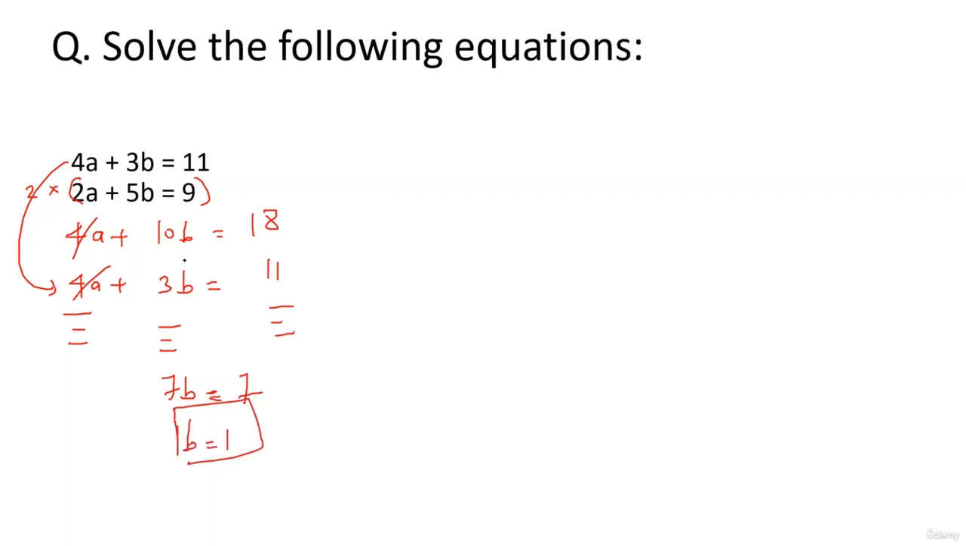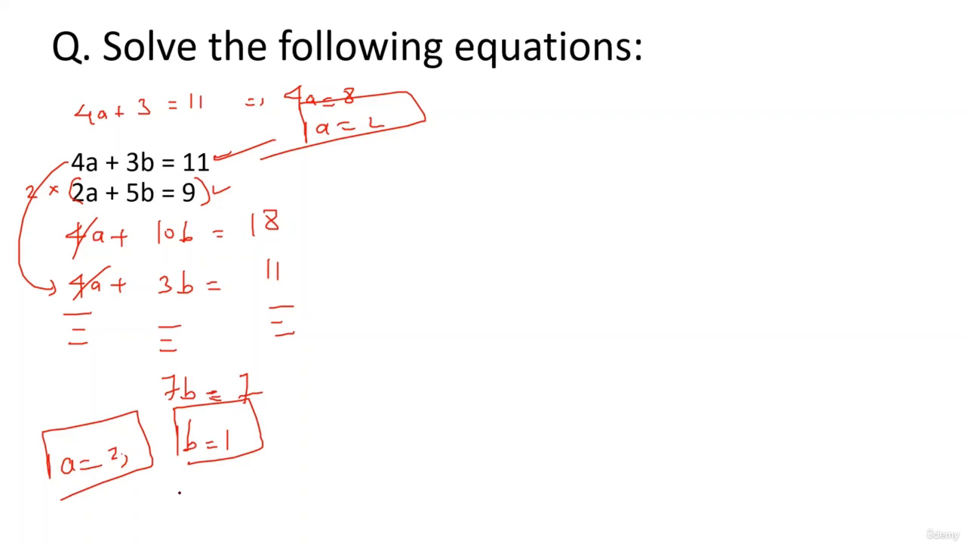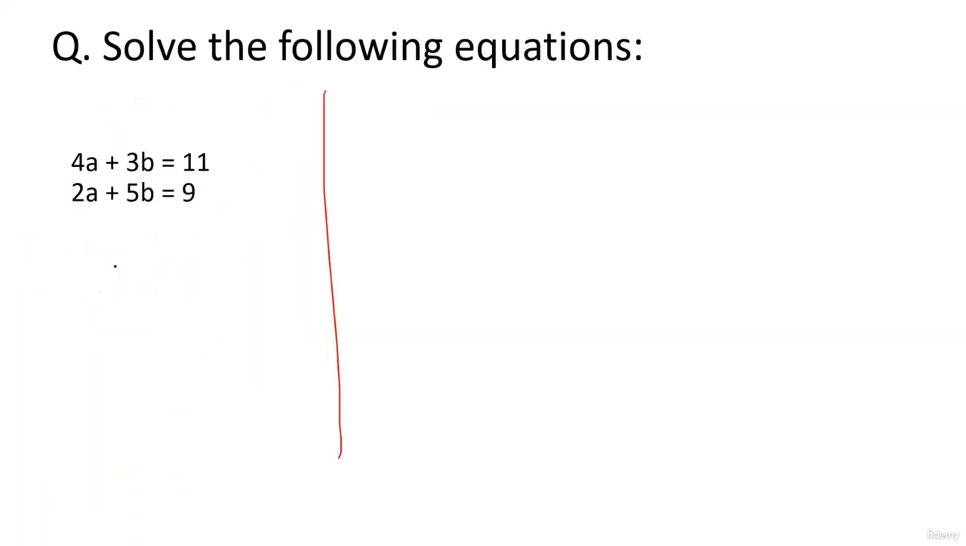Now b is equal to 1, you resubstitute in any of these two. For simplicity, I'm putting it in the first equation. I'll have 4a plus 3 into 1 is equal to 11. 4a is equal to 8, and a is equal to 2. So the solution set for this is a is equal to 2 and b is equal to 1. We had a unique solution and that solution, a comma b, is basically 2 comma 1.